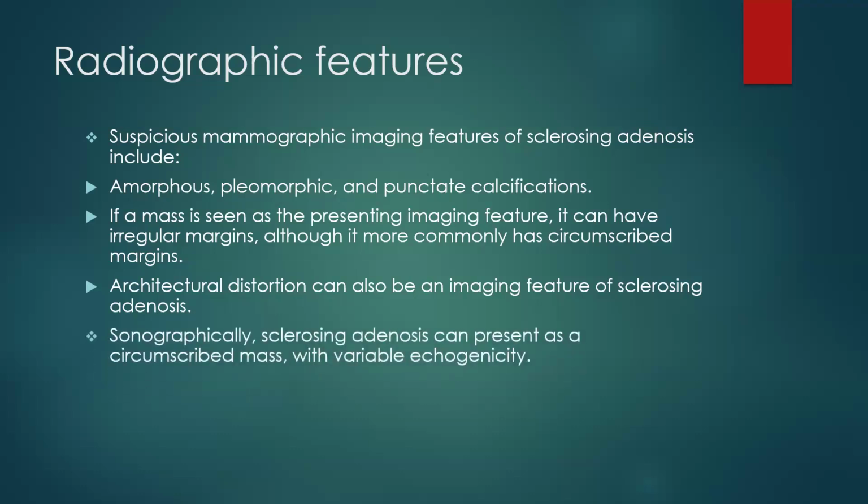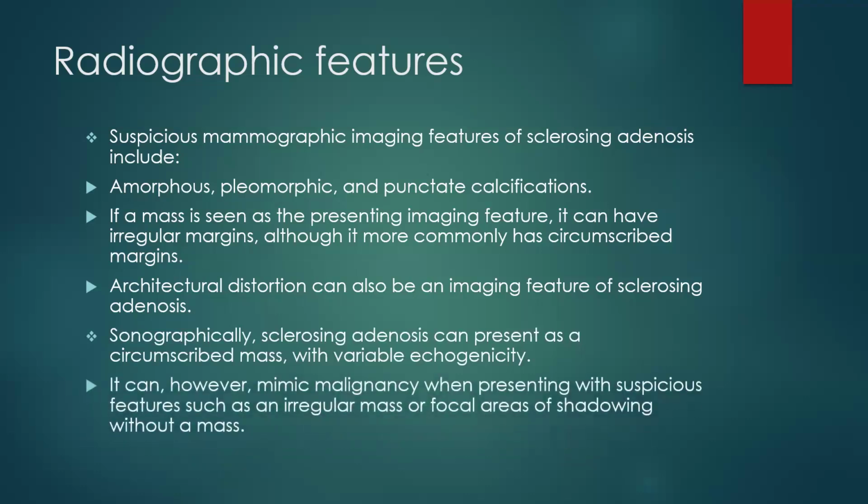Sonographically, sclerosing adenosis can present as a circumscribed mass with a variable echogenicity. It can, however, mimic malignancy when presenting with suspicious features such as an irregular mass or a focal area of shadowing without a mass.